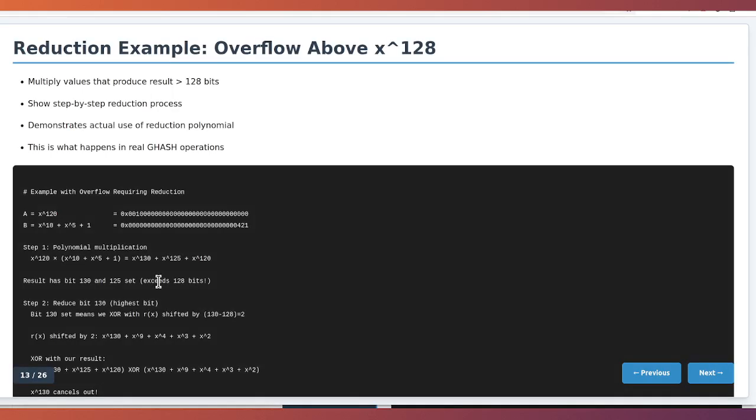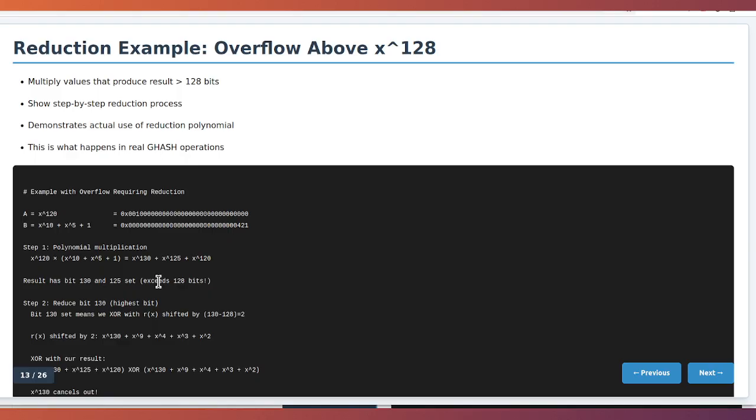Reduction example with overflow above x to the power of 128. Now let's see a more detailed reduction example where the multiplication result has bits set well above position 128. This shows the complete reduction process in action. Take a equals 0x0000, which is x to the 120th power. Take b equals 0x0021, which is x to the 10th plus x to the 5th plus 1.